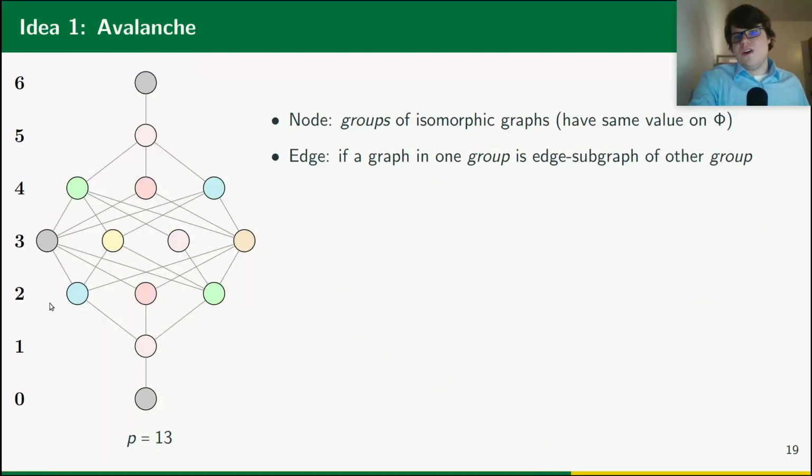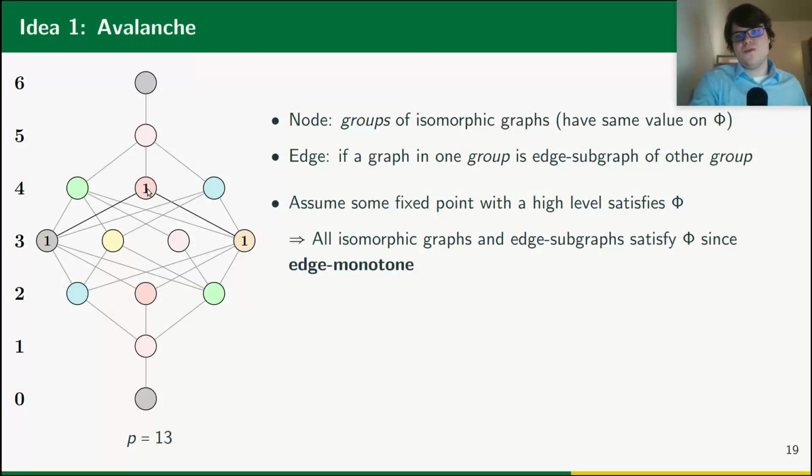And now what happens if there's a 1 at some specific node here, for example? Then we know that in this isomorphism class, all graphs satisfy our graph property phi. And since our graph property is edge monotone, this means that all edge subgraphs satisfy the graph property phi, meaning that this one propagates down here to these two graphs. And these, of course, also propagate down. And now we see that at this level, all nodes satisfy our graph property phi.